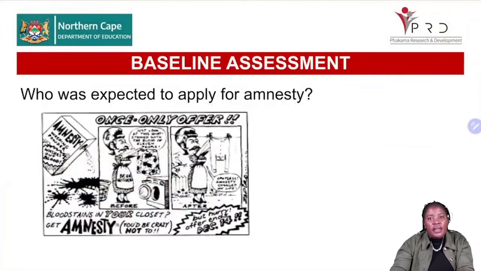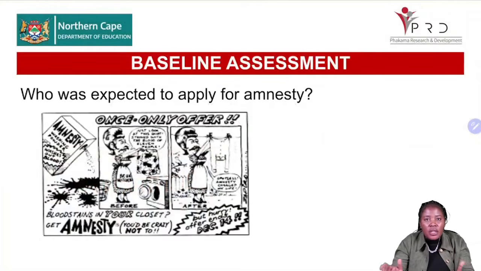Now, learners, for the baseline assessment, I just want you to answer one question that is actually linked to the previous lessons that we have been dealing with from lesson 1 up until lesson 3. I just want you to answer one simple question that says, who was expected to apply for amnesty? And you can also use this cartoon to guide you on how to come up with the answer.